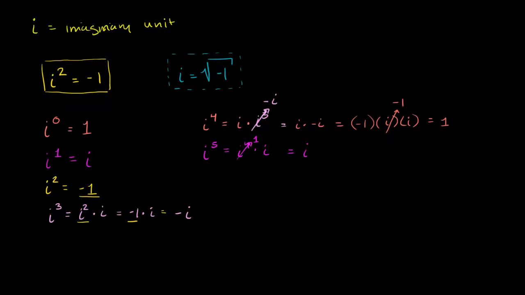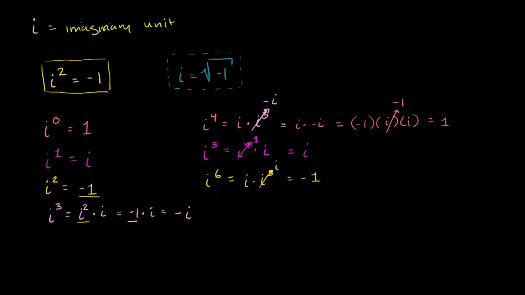Just to see the pattern keep going, let's try i to the 6th power. Well, that's i times i to the 5th power. i to the 5th, we already established, is just i. So it's i times i, and by definition, i times i is -1.